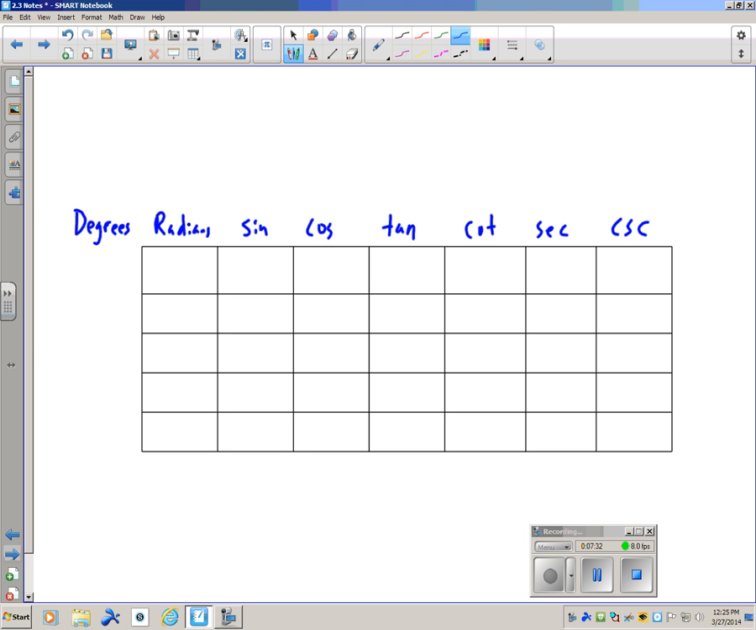So in degrees here, and we're all going to look at quadrant 1 right now. So I've got 0 degrees, 30 degrees, 45 degrees, 60 degrees, and 90 degrees. And then in our radians, 0 degrees is 0 radians. 30 degrees is pi over 6. 45 degrees is pi over 4. 60, we know that to be pi over 3. And 90 is simply pi over 2. So we've got all our radians and degrees filled in. Now you can just look at your ordered pairs.